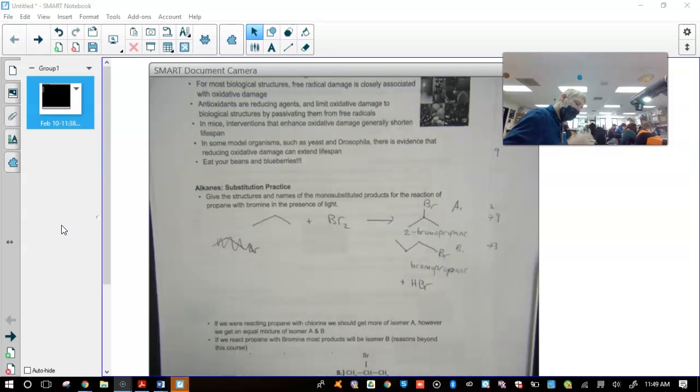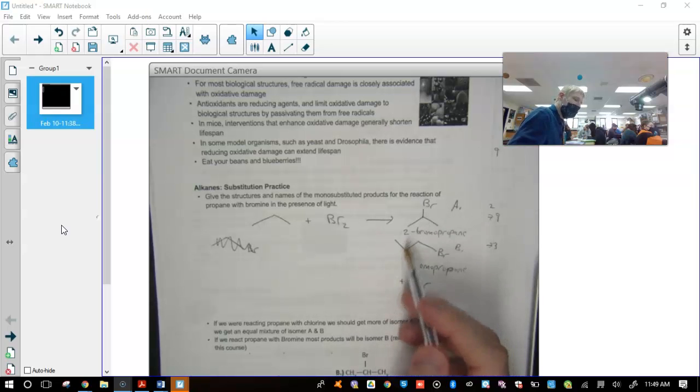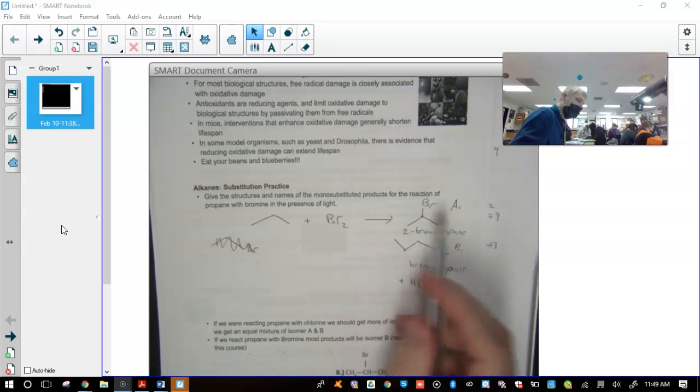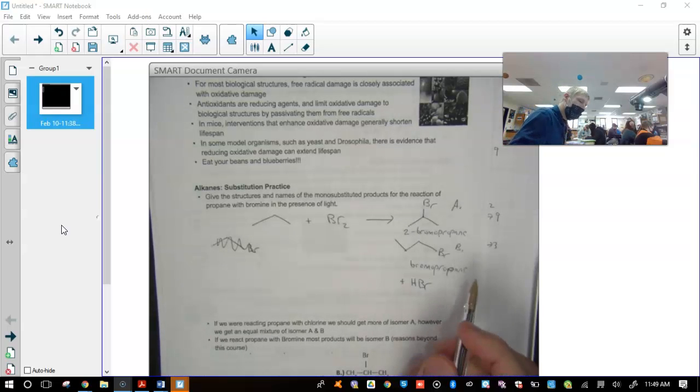So if we react propane with bromine, most products will be isomer B, reasons beyond this course. So essentially you're not going to be asked to state which one it is or explain why in an IB type question.